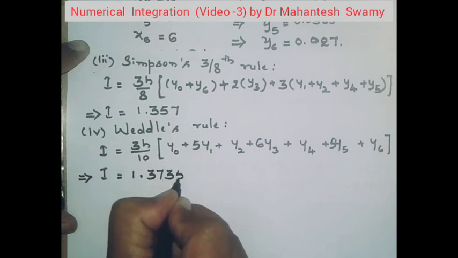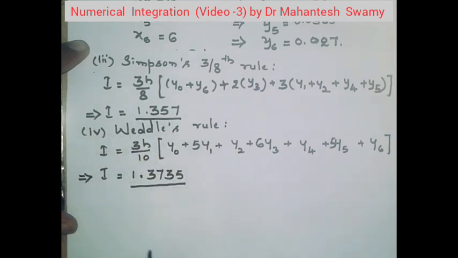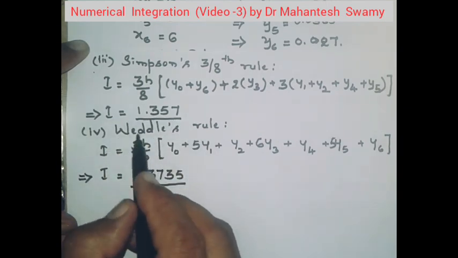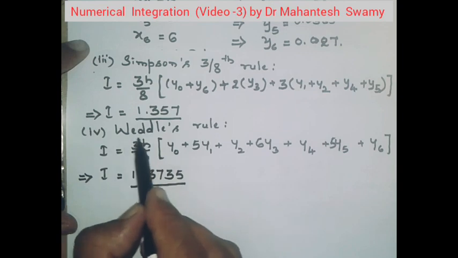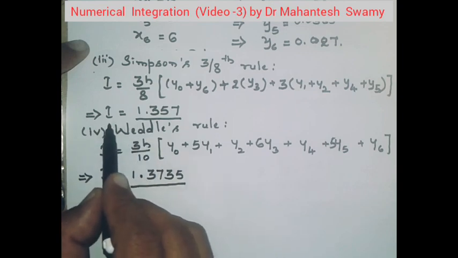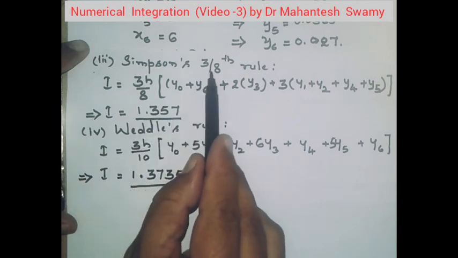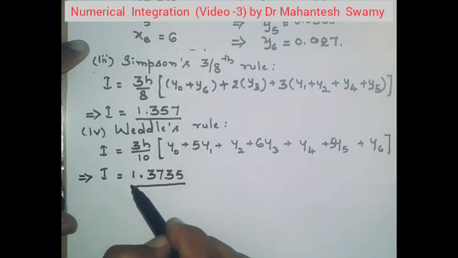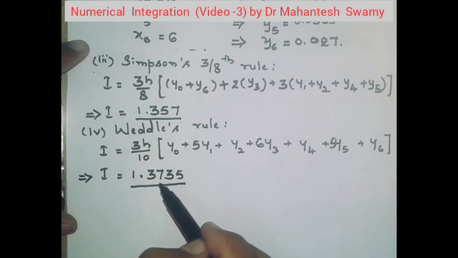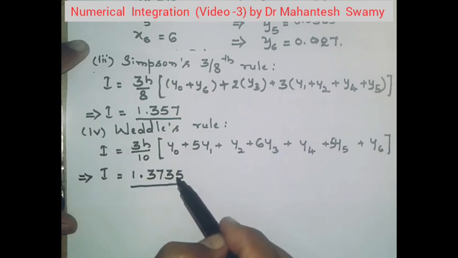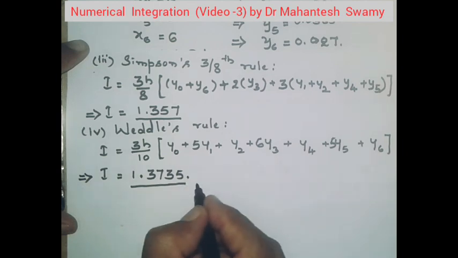1.3735. So we have applied the different methods, that is all the four rules, that is the quadrature rules, Simpson's 1/3 rule, Simpson's 3/8 rule, Weddle's rule and also the trapezoidal rule, and we got the value of the given definite integral like 1.357 in Simpson's 3/8 rule and 1.3735 in Weddle's rule. So this is how one can apply the quadrature formulae, that is the formulae of numerical integration, to evaluate the given definite integral. So this completes the first problem.